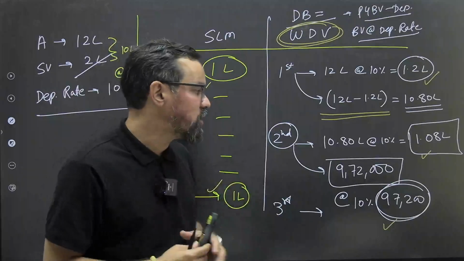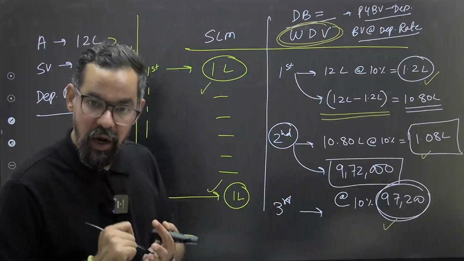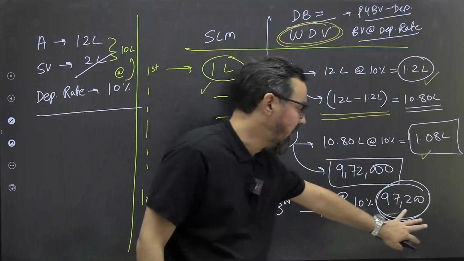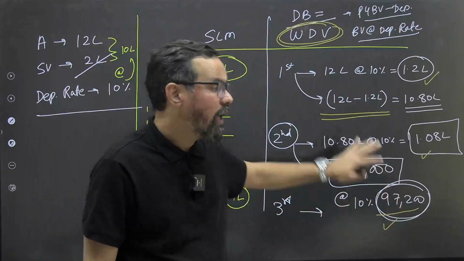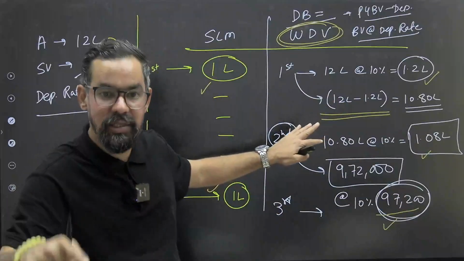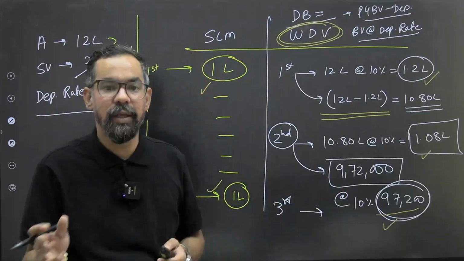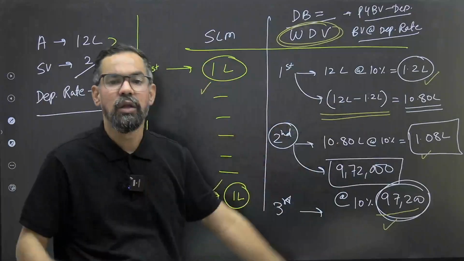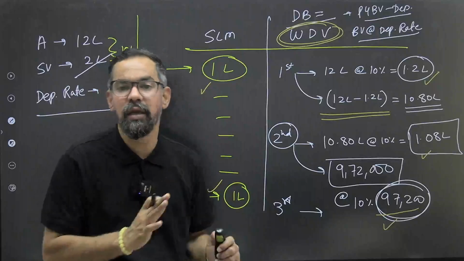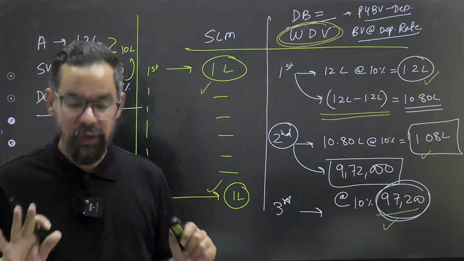So depreciation for third year will be 97,200, and book value at the end of second year will be 9,72,000. Or they can even ask for the first year or the fourth year also. So that is something which you have to remember. Understood, guys? Yes or no?